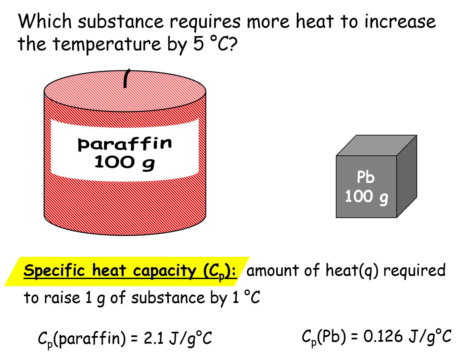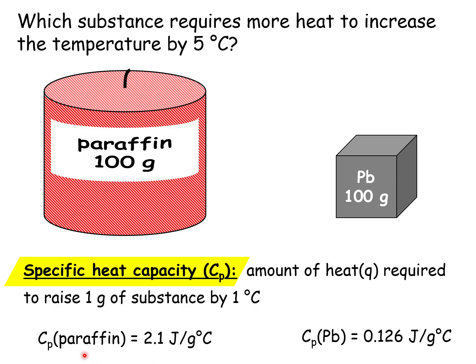The way you would actually determine which one can absorb more heat is by looking at the specific heat capacity. And the variable abbreviation for that is CP for capacity. It is defined as being the amount of heat, and the symbol we use for that is Q, required to raise 1 gram of a substance by 1 degree C.